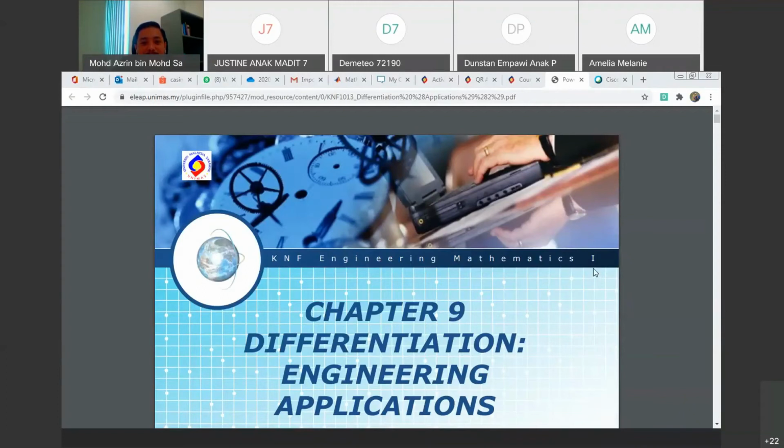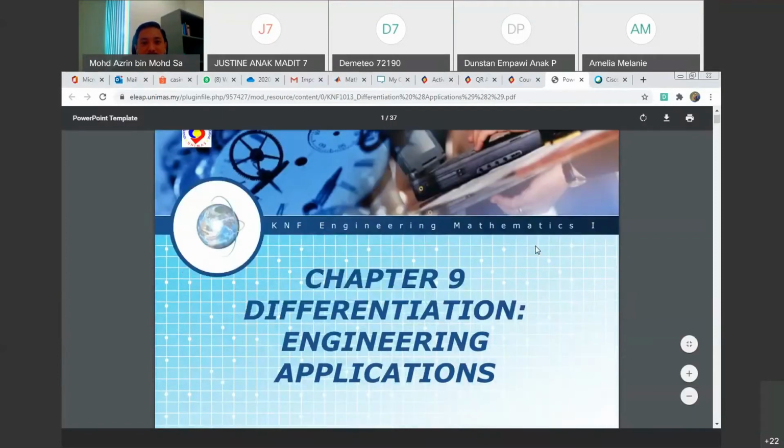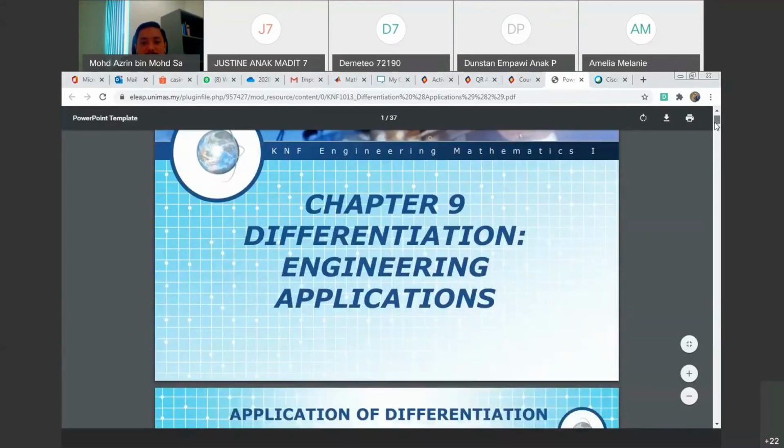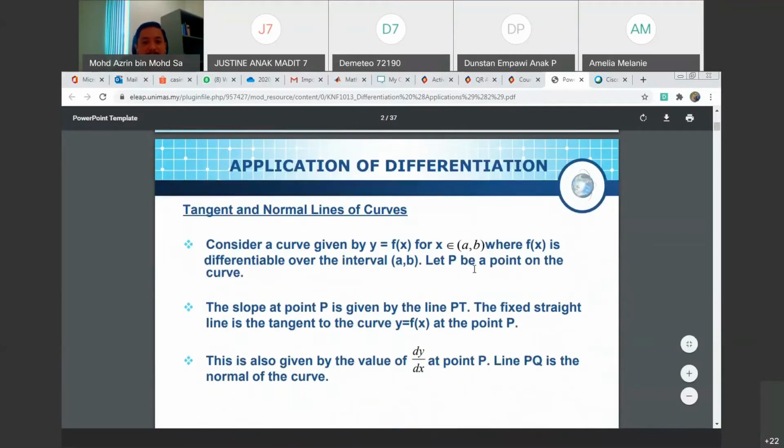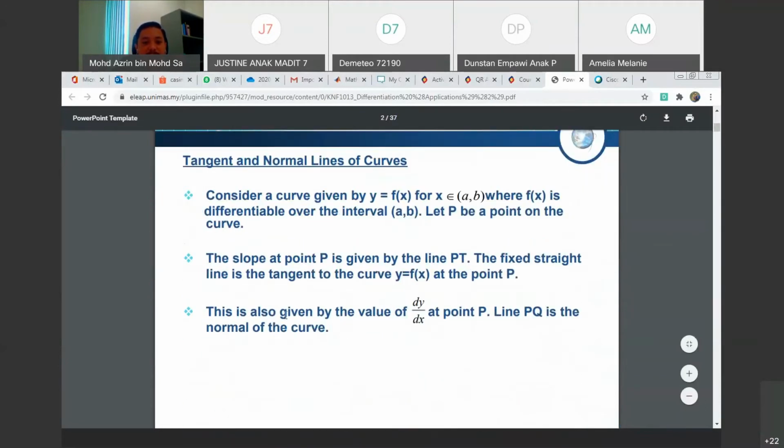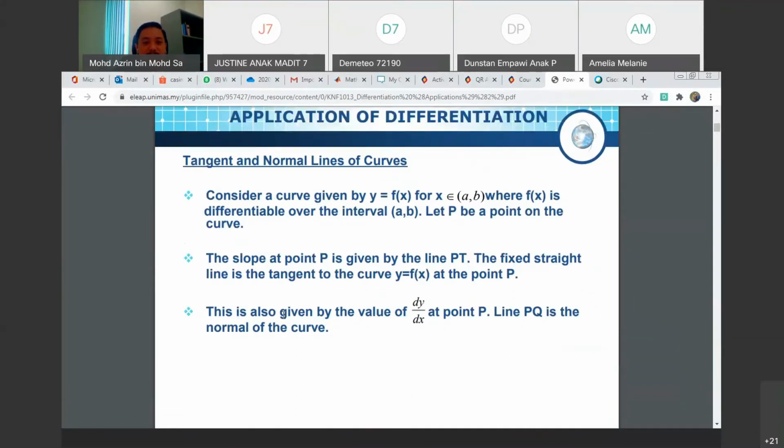Today we cover the last section for the chapter on differentiation, which is engineering application. As we know, we use differentiation and also integration a lot in engineering applications, and more often we use it to find, for example, the tangent and normal lines of a curve.